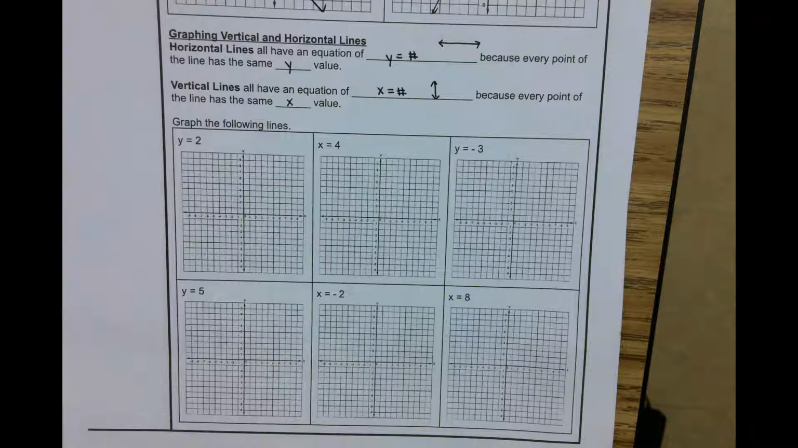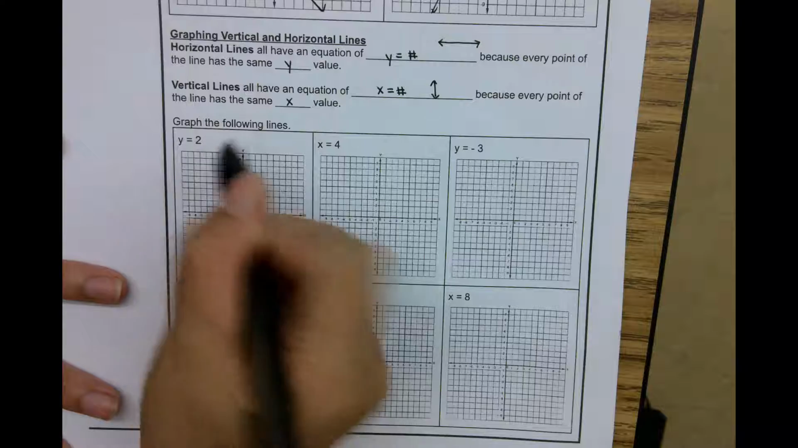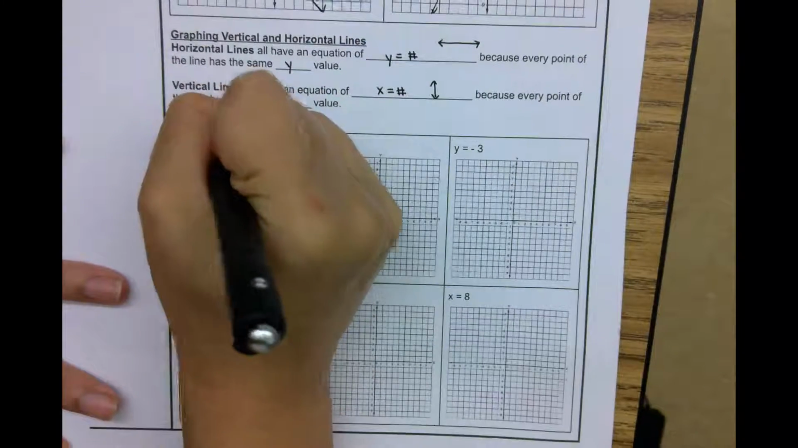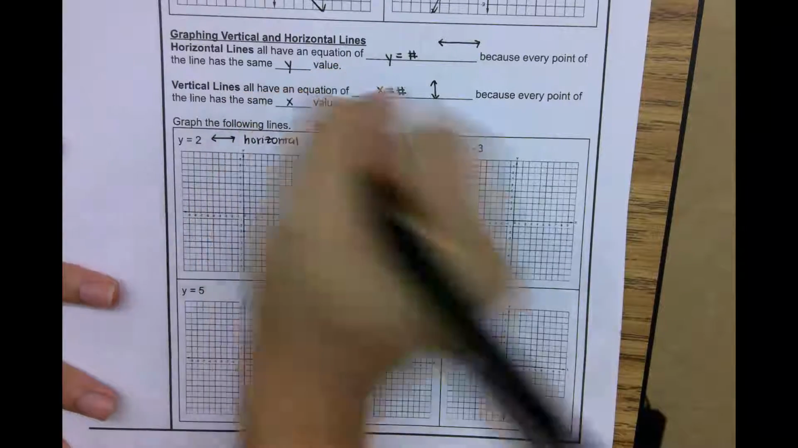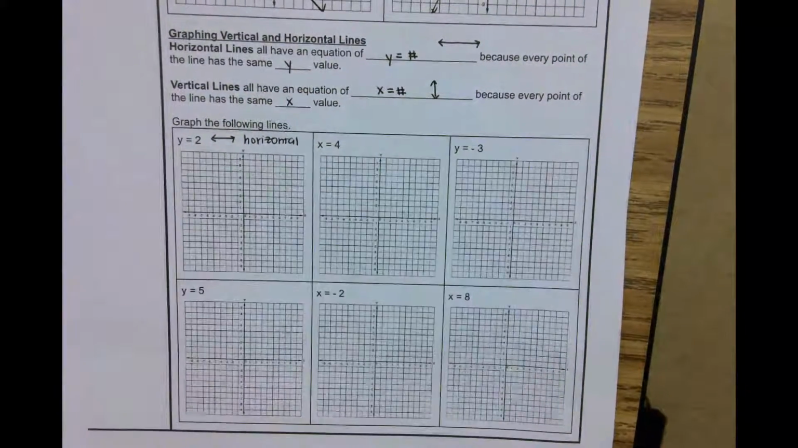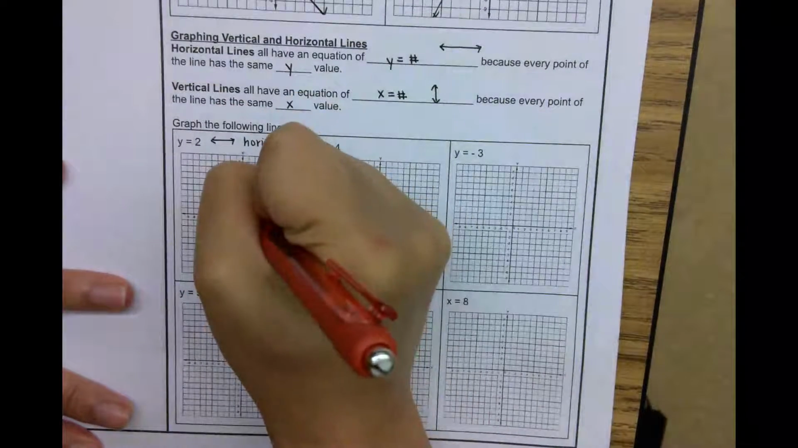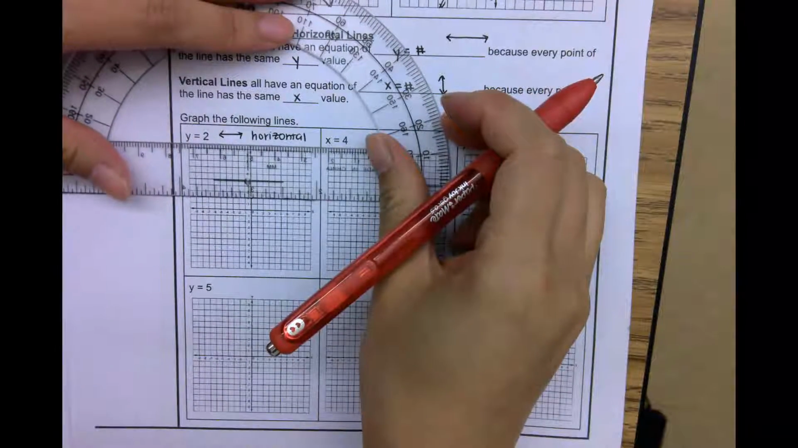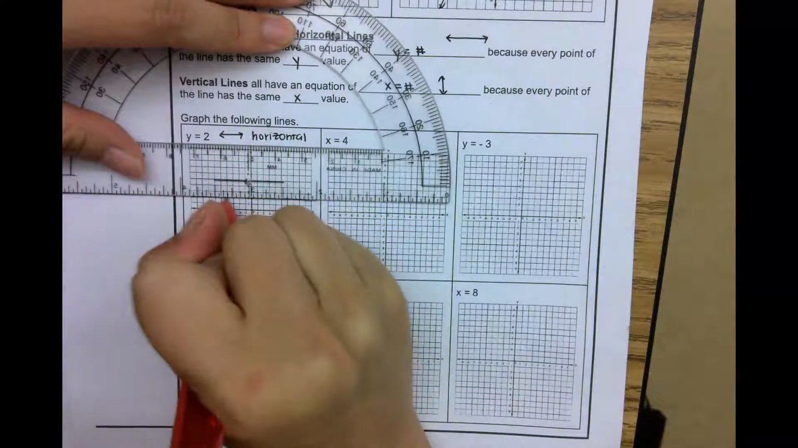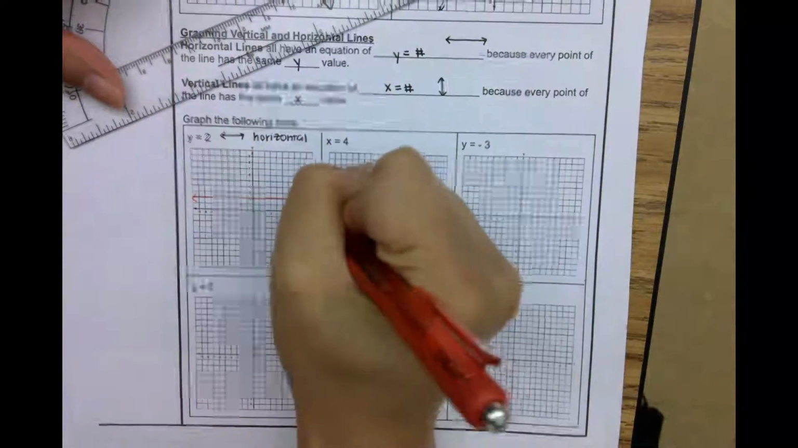Here it says to graph the following lines, y equals 2. When I see y equals and just a number, no x or anything, I know that this is going to be a horizontal line, specifically where y is 2. So if you look at your y-axis where it's 2, that is right here, and it's going to be a horizontal line along here. So y equals 2. And that's my line.